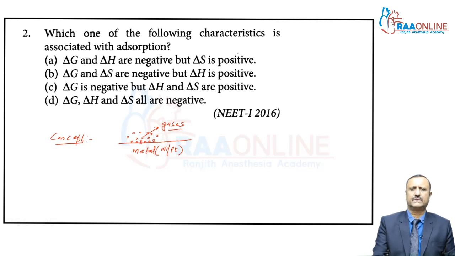When gases are adsorbed on the metal surface, the gaseous molecules come close to each other. When gaseous molecules are close to each other, the change in entropy decreases. This is because the entropy of a solid is less than the entropy of a liquid, and the entropy of a liquid is less than the entropy of a gas.